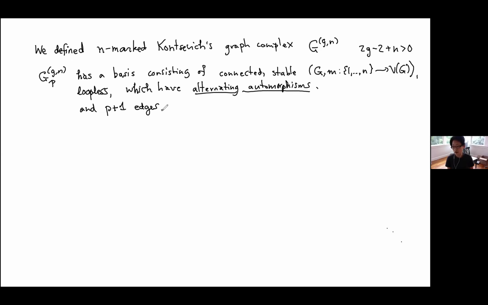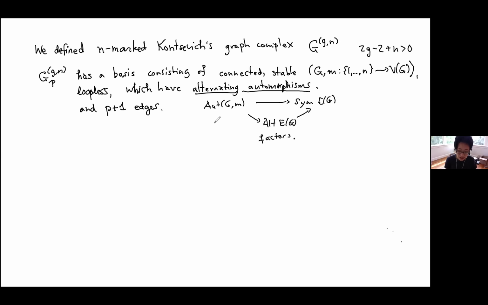Remember, alternating automorphism means that the automorphism group of the combinatorial data (G, m) acts only via alternating permutations on the set of the p+1 edges. So in other words, Aut(G, m) acting on the edge set E(G) factors through the alternating subgroup. That's what alternating means. Is it okay?